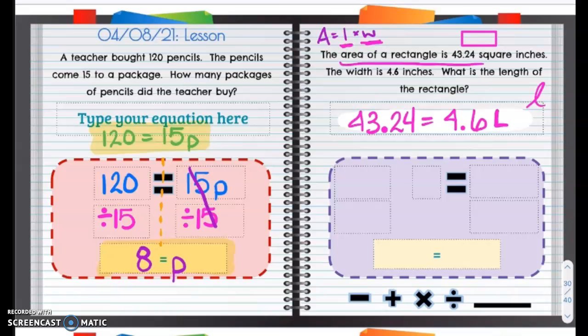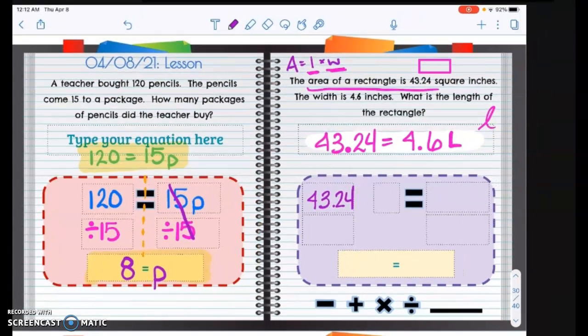So now let's actually solve this. We have 43 and 24 hundredths equals, and we can put that on the other side. If you switch sides, that's okay, you just flip-flop. So 43 and 24 hundredths equals 4 6/10 times L, or the length.